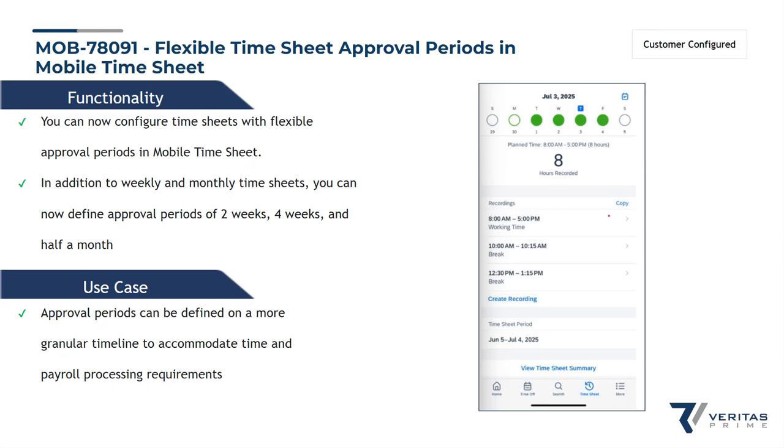Flexible timesheet approval periods in Mobile Timesheet. You can now configure timesheets with flexible approval periods in Mobile Timesheet. In addition to weekly and monthly timesheets, you can now define approval periods of 2 weeks, 4 weeks, and half a month. Approval periods can now be defined on a more granular timeline to accommodate time and payroll processing requirements.